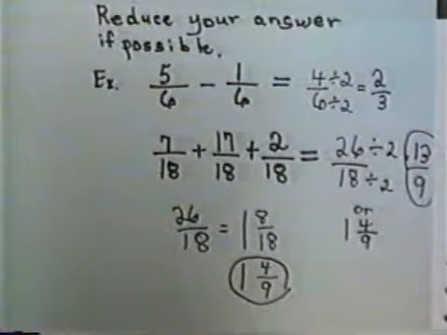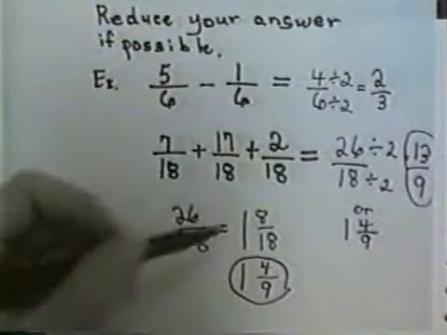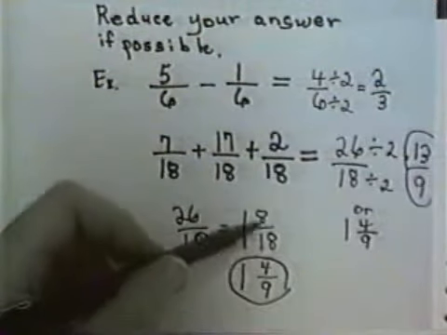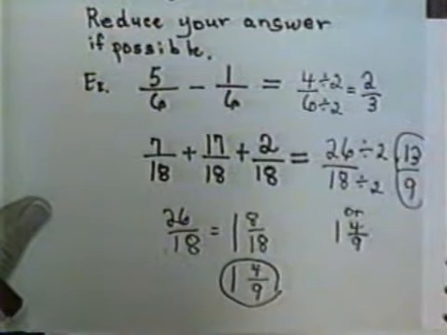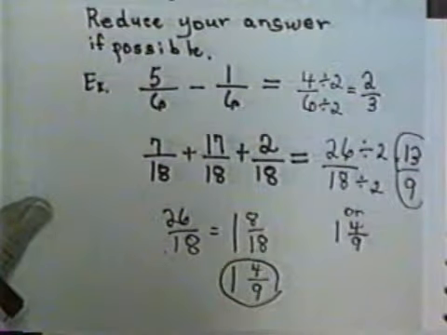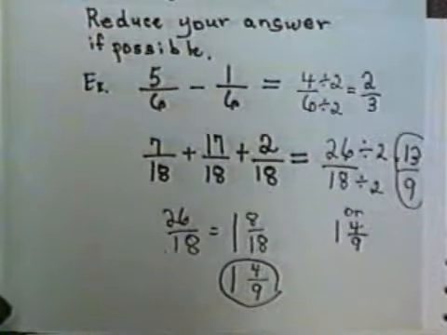Or if you prefer, you can make it a mixed number. But even if you make it a mixed number, you need to make sure you divide out these common factors. So the correct answer would either be 13/9 or 1 4/9.